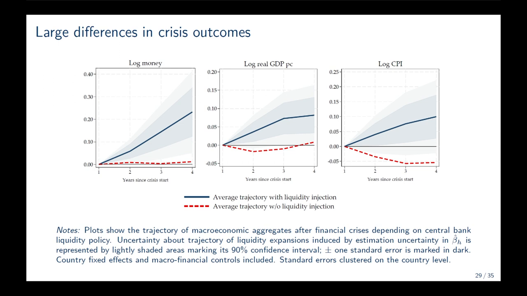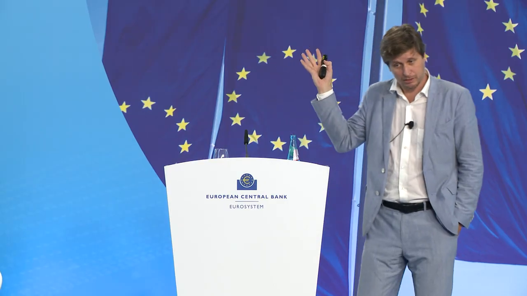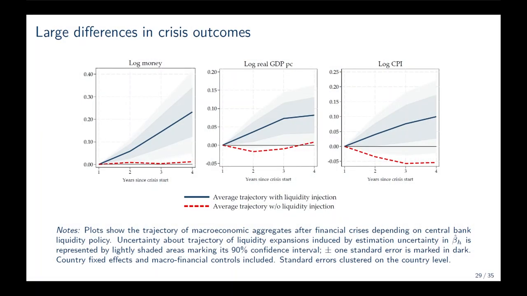Essentially, in this setup, being more or less randomly allocated to the crisis, being a dove, expanding and supporting the financial sector early, gives you a better GDP outcome. It gives you better price outcomes, and it gives you more money growth, which is implicit in the balance sheet expansion. So all in all, you end up with a stabilization package that looks much better than what you get in the hawkish case.